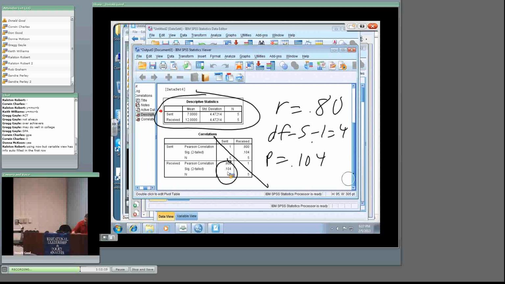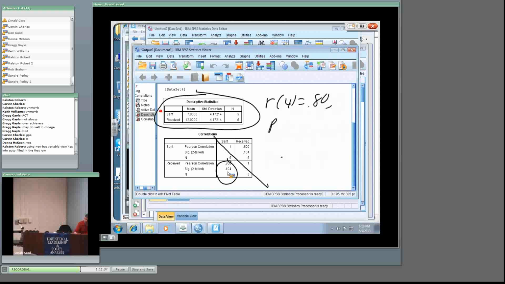Let me just erase all this mess. r(4) = 0.80, p = 0.104, and that's a good way of doing things. It's not wrong, but you don't see everybody do it anywhere. I'm going to put a comma, NS, for not significant.